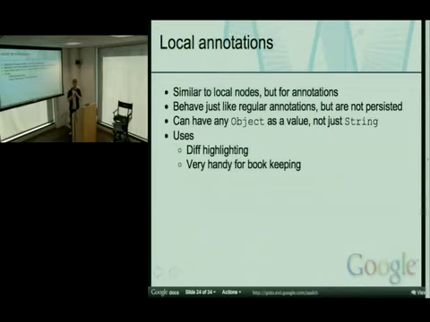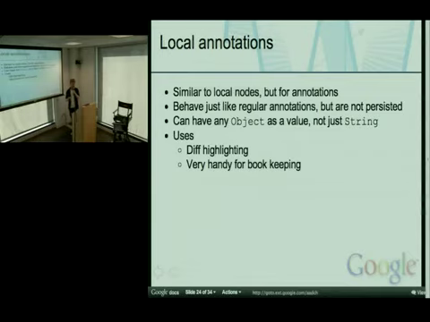So along with local nodes, there's the equivalent concept for annotations. So local annotations, again, they're not persisted, they're sort of overlaid onto the document content. They behave just like regular annotations. You can annotate any part of the document.